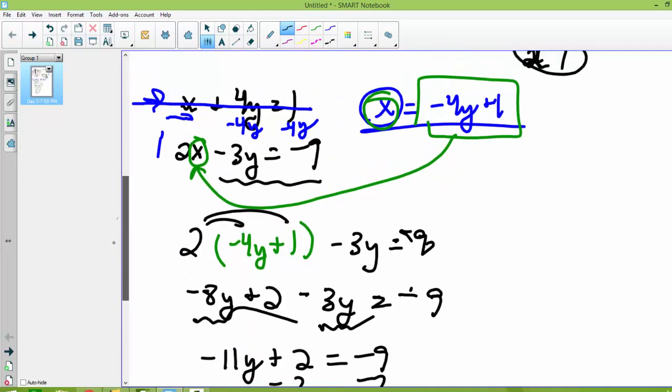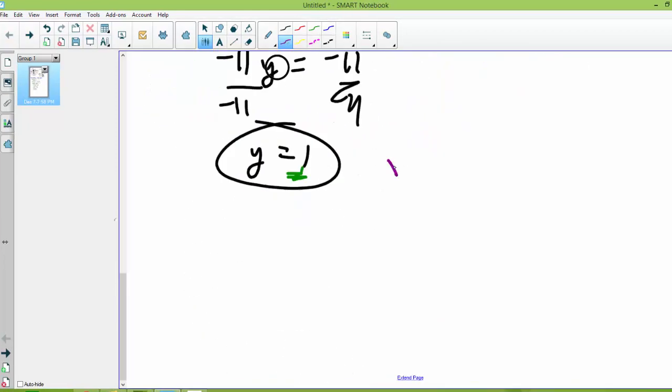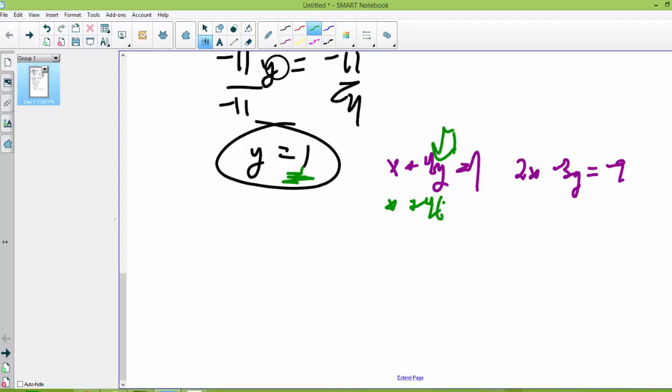Now you're going to plug it back into one of the two originals. I will rewrite the equations. x plus 4y equals 1, and 2x minus 3y equals negative 9. So again, y is 1, so you're going to put a 1 right there in for y. x plus 4 times 1 equals 1. So x plus 4 equals 1. When you subtract 4 from both sides, you get x equals negative 3.